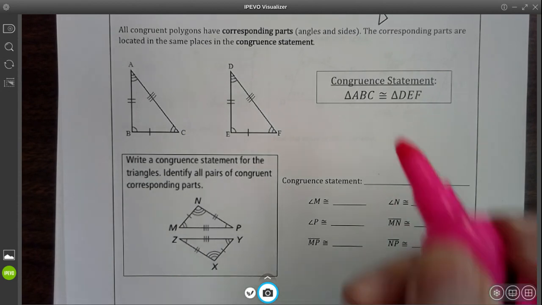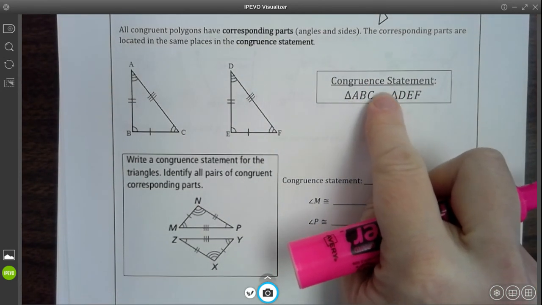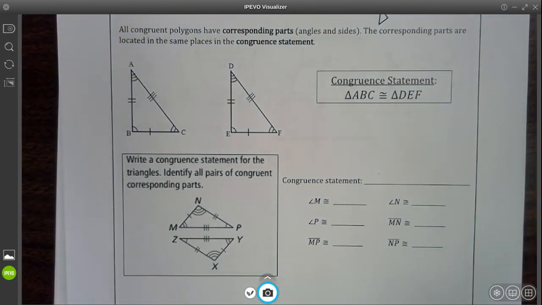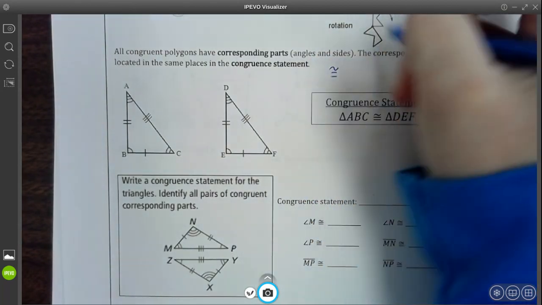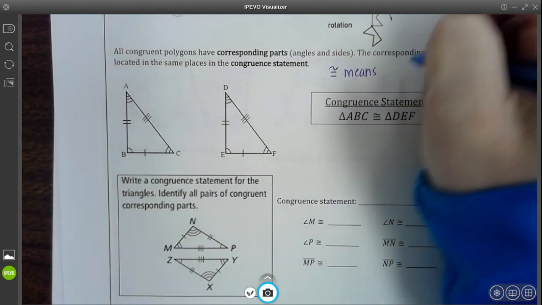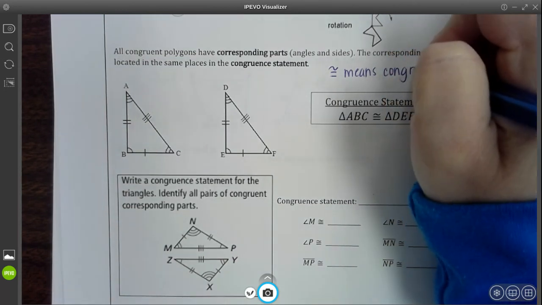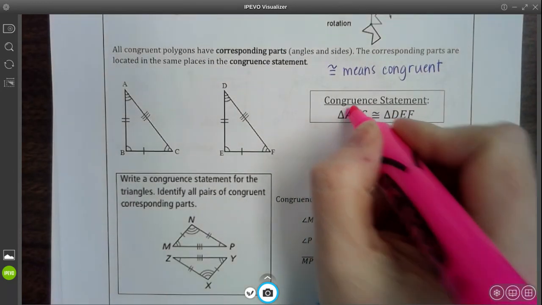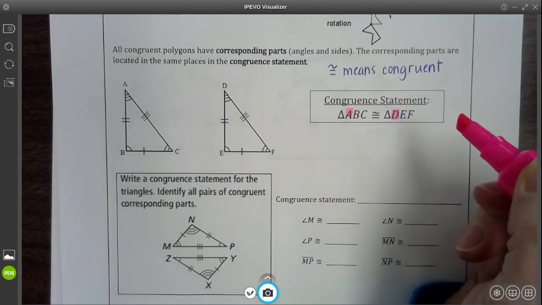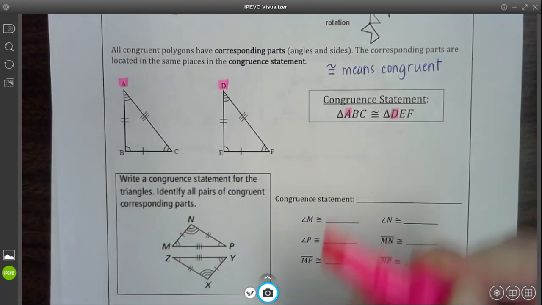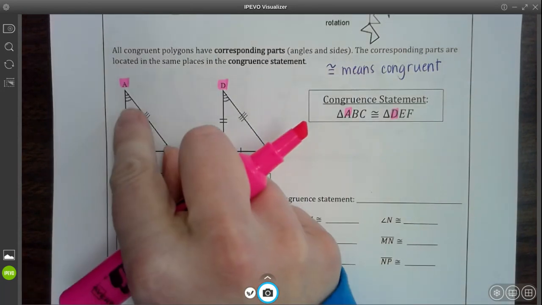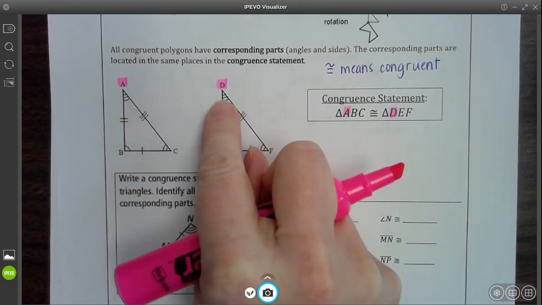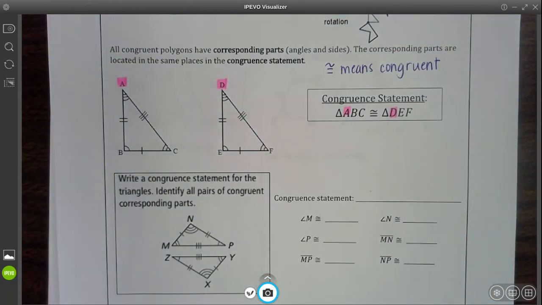For example here, you're going to see triangle ABC is congruent, that's what that symbol means, to triangle DEF. First of all, the letter A is the first letter here, and D is the first letter here. So A is going to correspond with D. You can actually see that in the picture here. We have a triple arc mark here and a triple arc mark there. That means those angles are the same measure, which also means congruent.